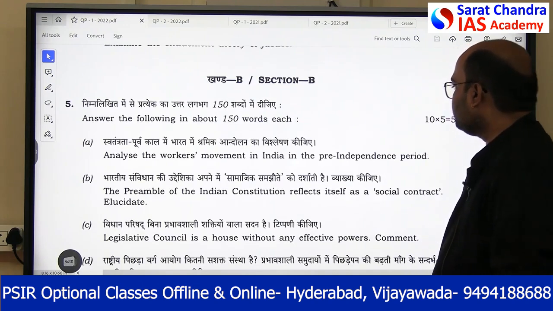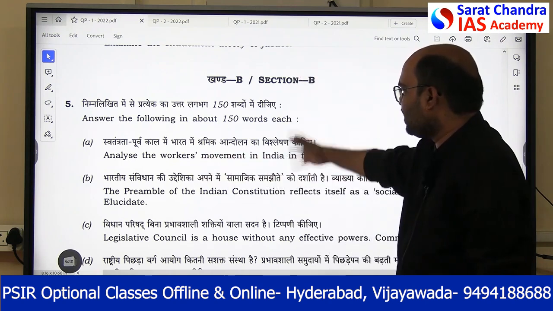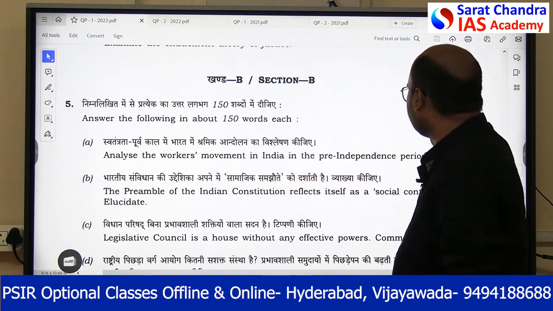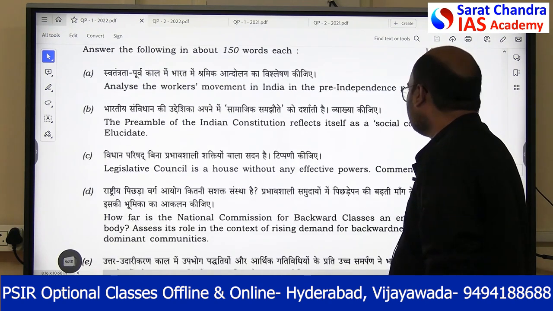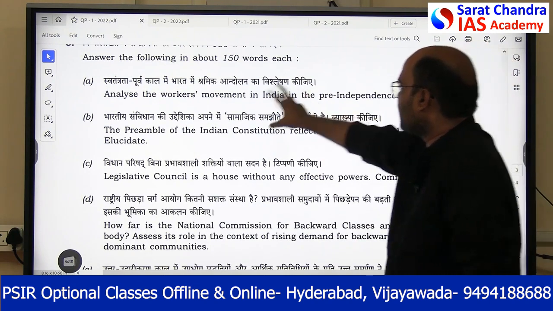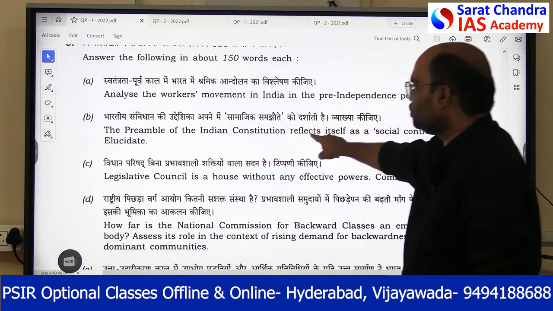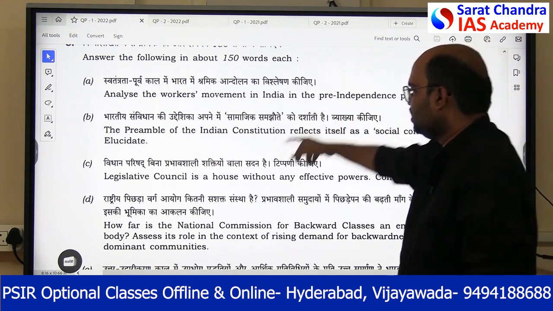In part B, workers' movements. First question. We have to write 5 of these questions for 50 marks. Each question carries 10 marks. So about workers' movements in the post-independence period, the preamble of the Indian Constitution. These are very, very easy questions.